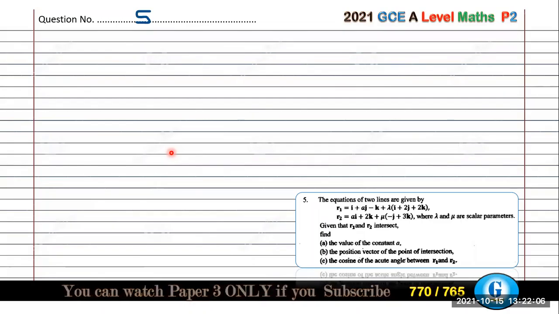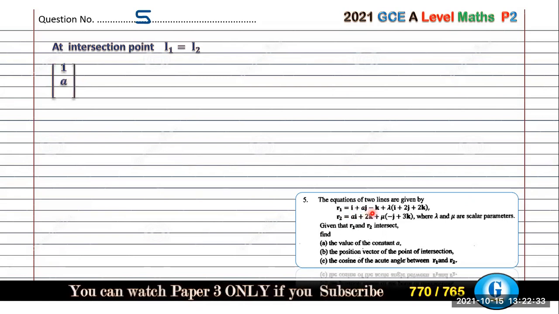So the equations of two lines are given by that and that. Find the value of the constant A. So since they intersect, it means that line 1 is equal to line 2. So we equate the lines. We can write them in column matrix form. R1 will be the coefficients: 1, A, minus 1, plus lambda times 1, 2, 2.